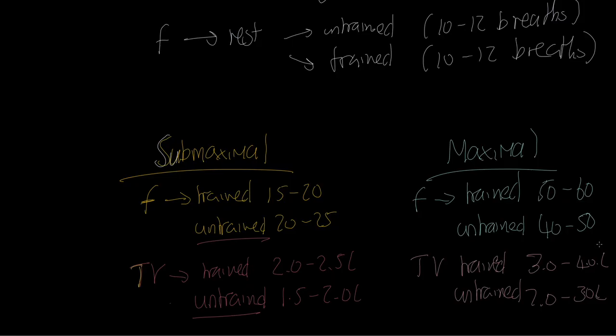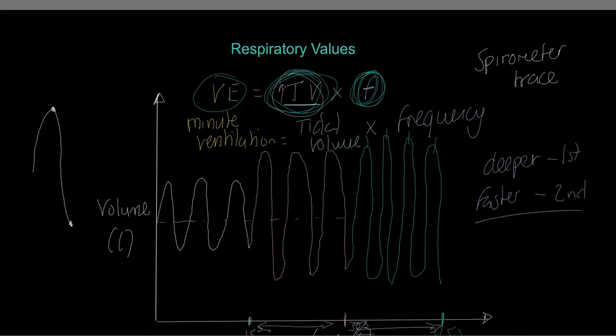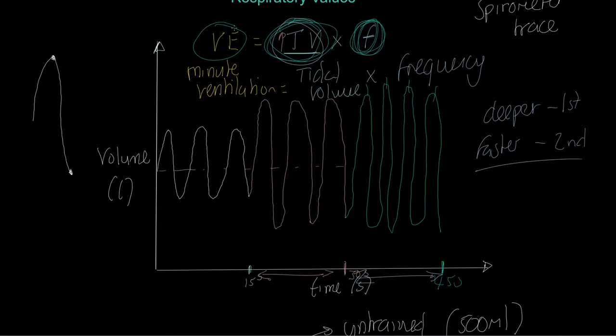That's a massive amount, as opposed to our untrained, who might be doing 40 breaths per minute, 2 litres per breath, and therefore might be in the region of 80 litres per minute in there. So that gives our minute ventilation. I want to now bring you back to the start point. We said that VE, minute ventilation, is tidal volume times frequency, and that is why those values matter.